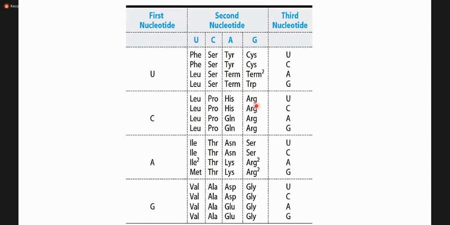As you can see here, the first nucleotide, the second nucleotide, and the third nucleotide. A combination of these nucleotides, for example, UCA, we're going to have the amino acid leucine. Similarly, methionine is here, which is the first amino acid. In this way, we can have the 64 different codons. Out of 64, we have 61 codons that code for amino acids, and we have 3 codons which are known as the termination codons.